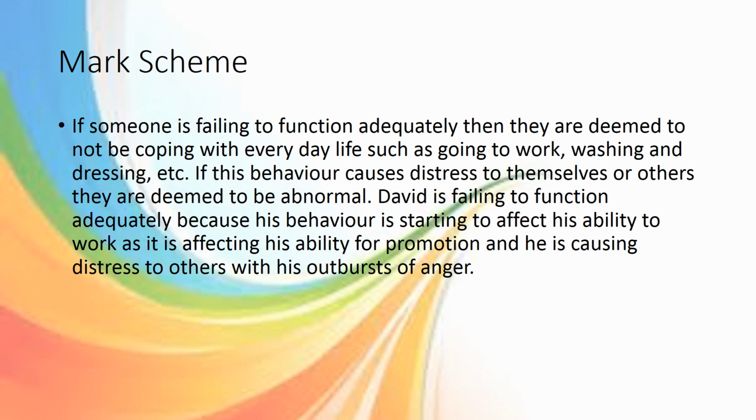And here's a suggestion of an answer for you. If someone is failing to function adequately, then they are deemed to not be coping with everyday life, such as going to work, washing, dressing, etc. If this behaviour causes distress to themselves or others, they are deemed to be abnormal. David is failing to function adequately because his behaviour is starting to affect his ability to work, as it is affecting his chance of promotion, and he is causing distress to others with his outbursts of anger. So that is a suggestion of one answer. That's what you're looking for in terms of writing out a 4-mark answer.